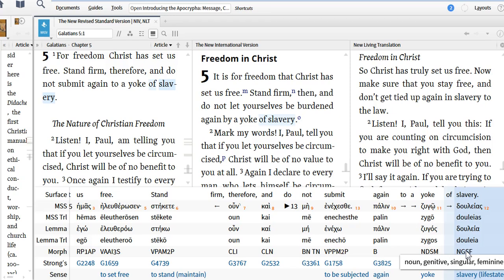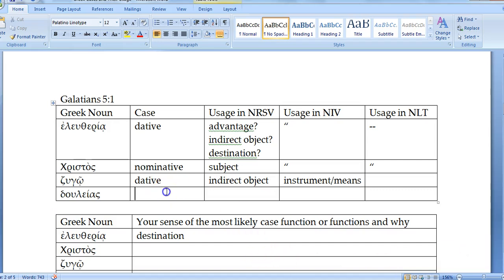What kind of yoke are we not to submit to? This kind, a yoke of slavery. So, I think descriptive genitive, a genitive of description, would be how each of these is taken.